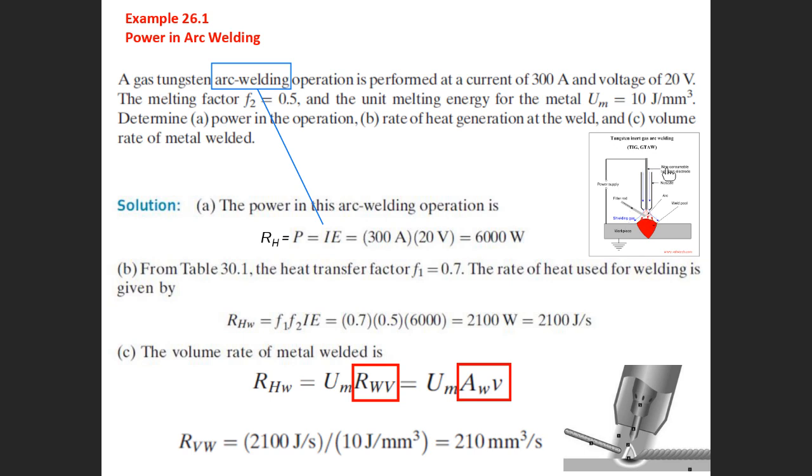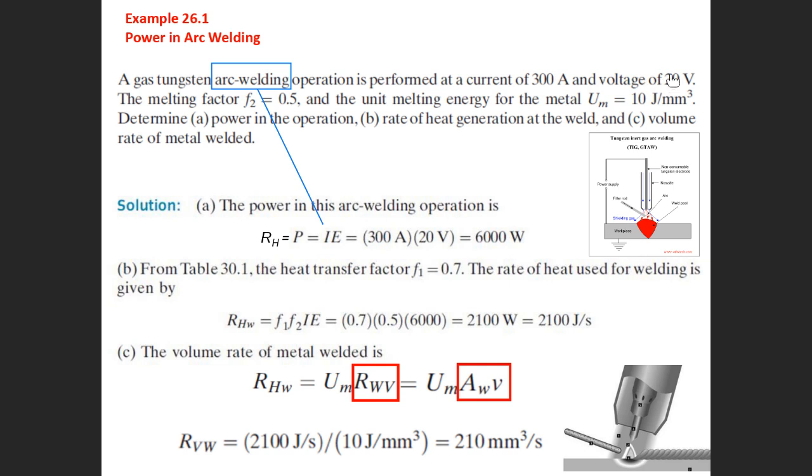Gas tungsten arc welding uses an electrode made of tungsten. This is a non-consumable electrode. A gas tungsten arc welding operation is performed at current I equal to 300 ampere and voltage E equal to 20 volt.